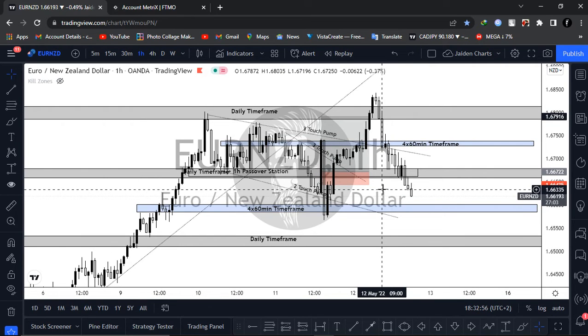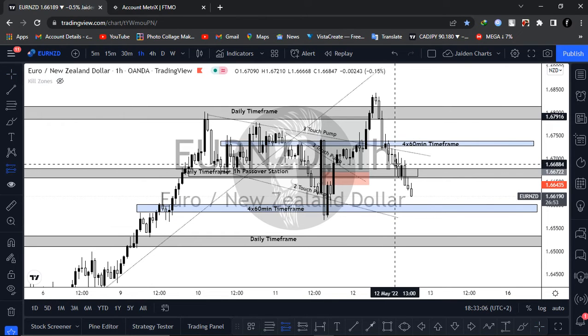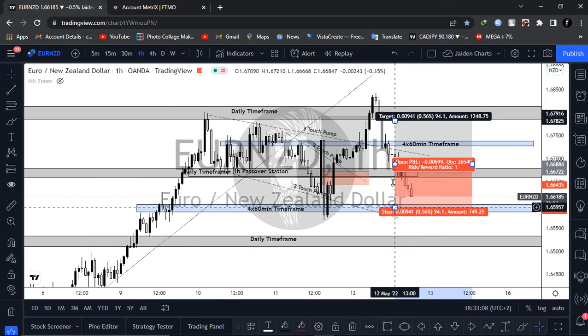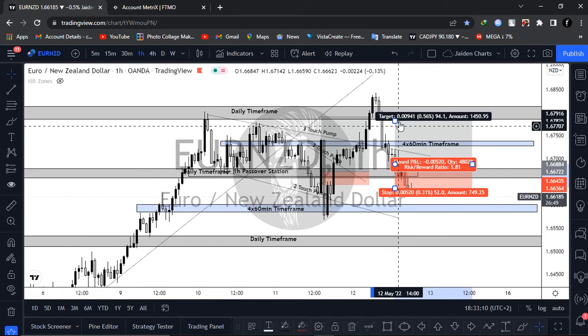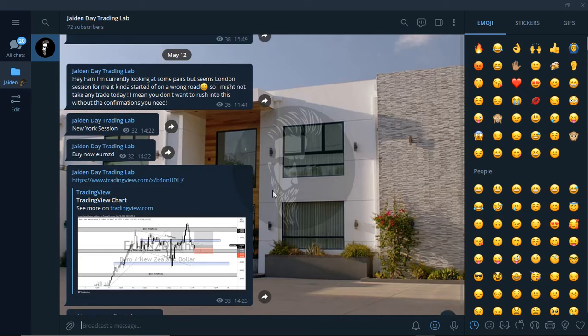Then the last mistake that I made today: I called out a trade on EURNZD, and it was a buy. I actually had a buy somewhere right around here, but I was blind, because this was the stop loss with the take profit somewhere right around here. Let me check how it looked.